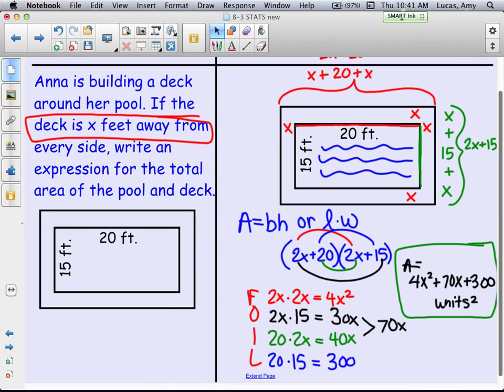So again, when the deck is x feet on each side of the pool, you are adding 2 x's, one on each side. You're adding 2x to the length, and you're adding 2x to the width to get your polynomials for the length and width. And then we just multiplied them together to get the area because the shape was a rectangle.